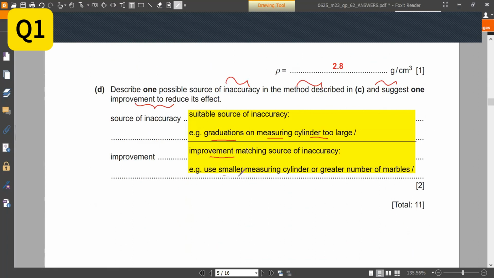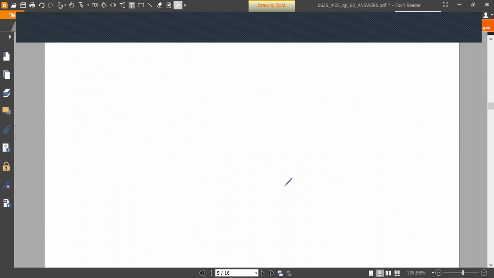How to improve? Use a smaller measuring cylinder or a greater number of marbles. Another thing that we can do is use more marbles. So we are getting a bigger number, and again our uncertainty will decrease.